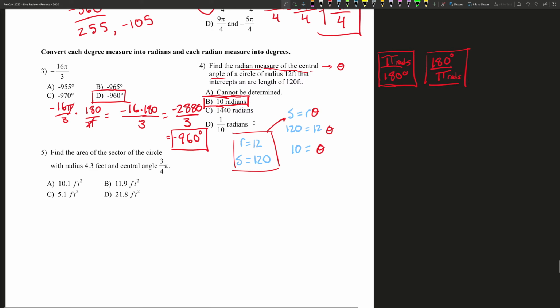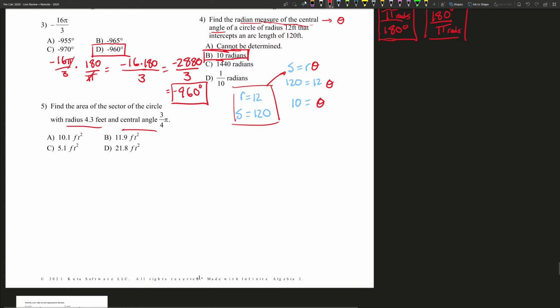Okay. Number 5, find the area of the sector of the circle with radius 4.3 and central angle 3/4 pi. So again, if we just write down what we have. And we should know that area is 1/2 r squared theta. So we just plug that in, right? So 1/2 4.3 squared times 3 pi over 4. We plug all that into a calculator, and we get an answer.